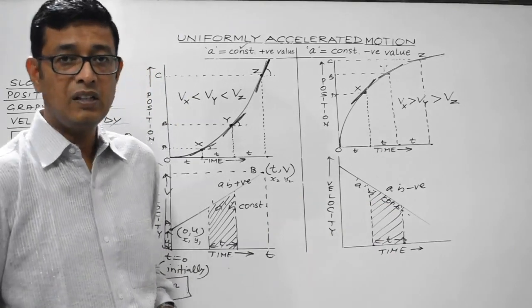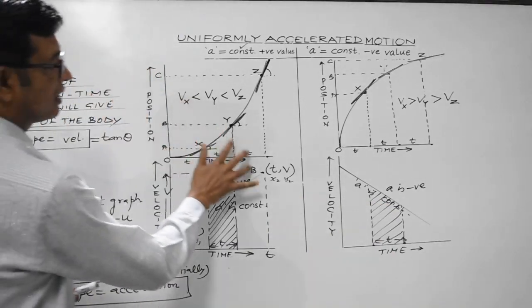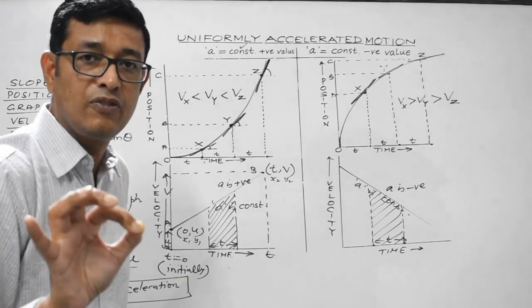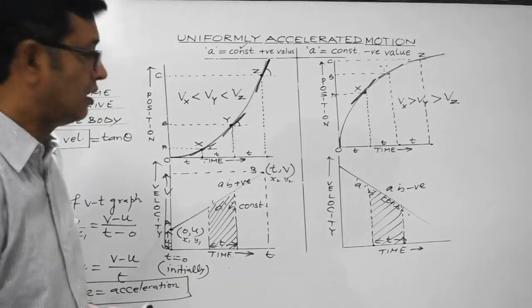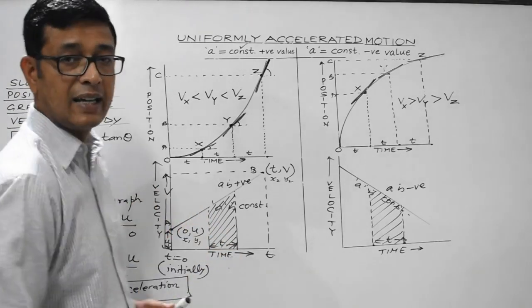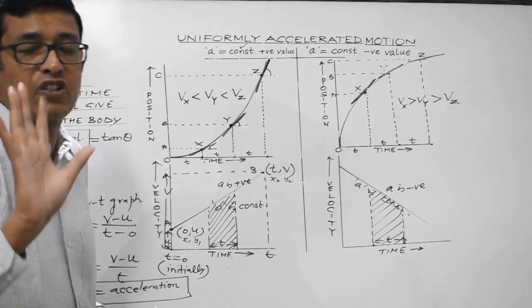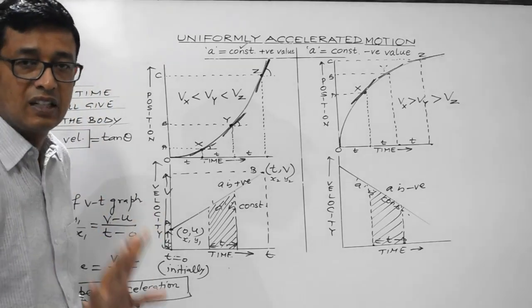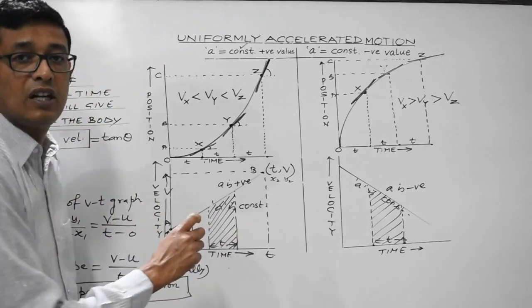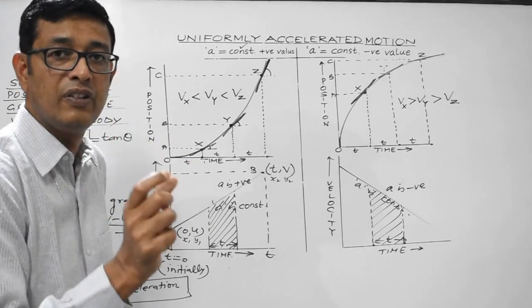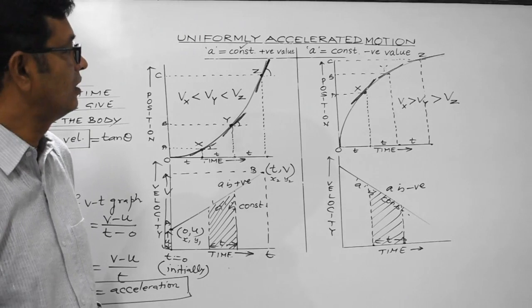So again I repeat, what is the significance of the position time graph? The slope of the position time graph will give us velocity. What is the significance of the velocity time graph? The slope of the velocity time graph gives us acceleration, while on the other hand the area under the velocity time graph gives the displacement covered by the body between the two given intervals of time.